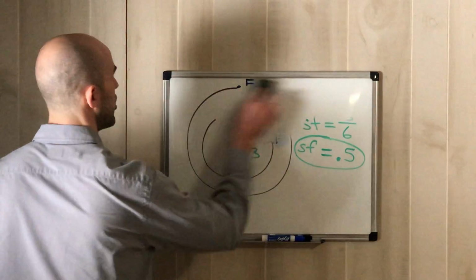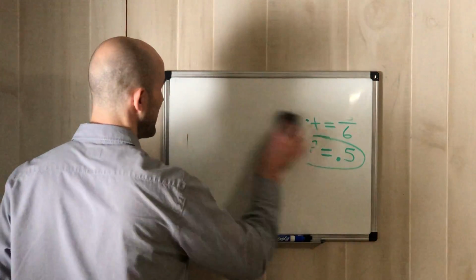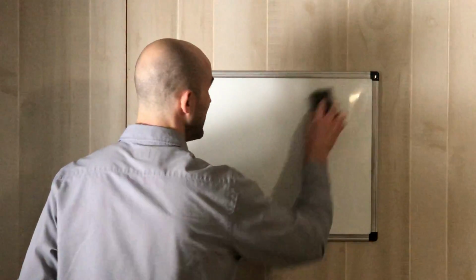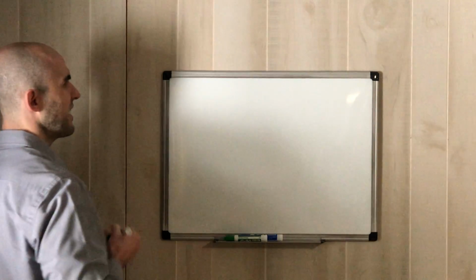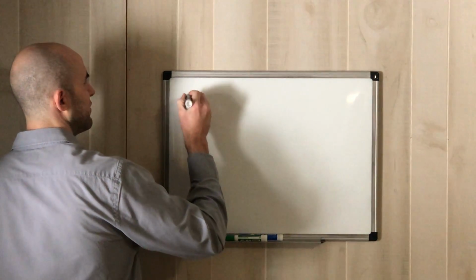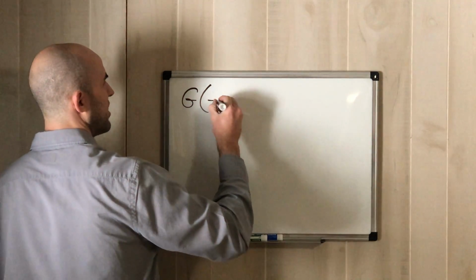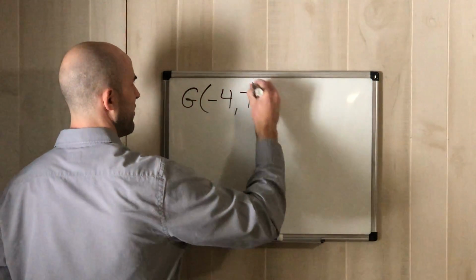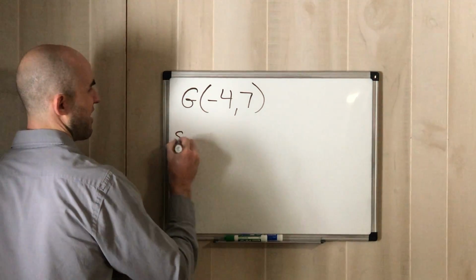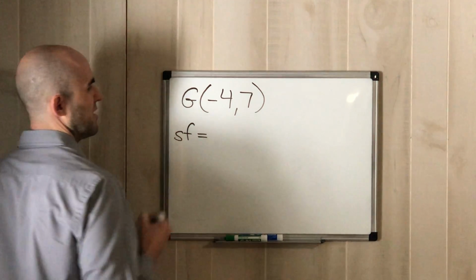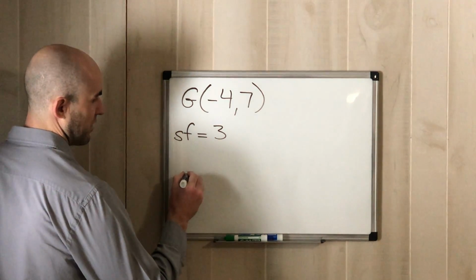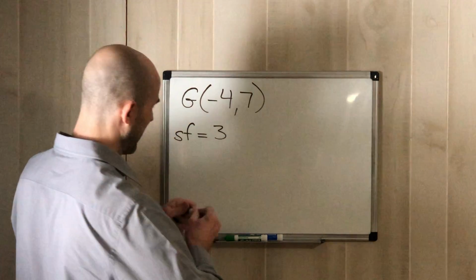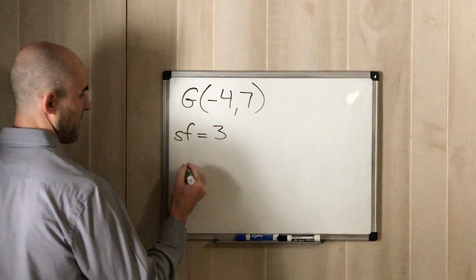Now, the last thing I want to show you is how to calculate coordinates, which is extremely simple. It is something we've already done before, but I just wanted to remind you guys. Let's say that we had the coordinate of G, and G was -4, 7. And I tell you that the scale factor is going to equal 3. I want to find the value of G prime, the image.